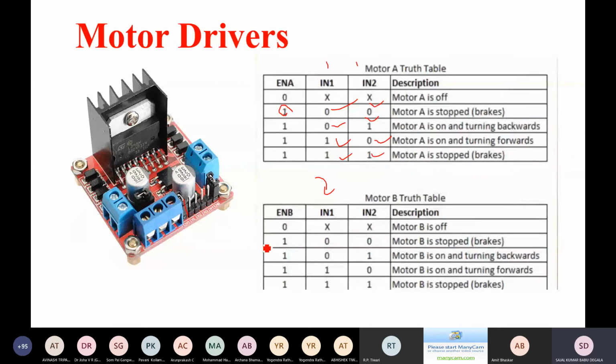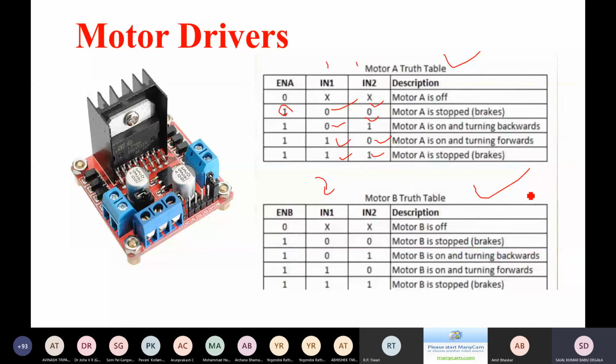Similarly, if you make the enable pin B 0, whatever you give, the motor is not going to respond. So in this way, by changing the digital data on the input pins, 1, 0 like that, you can control the motor direction. These are the truth tables which I had explained to you. Depending upon these truth tables, you can control the motor direction.